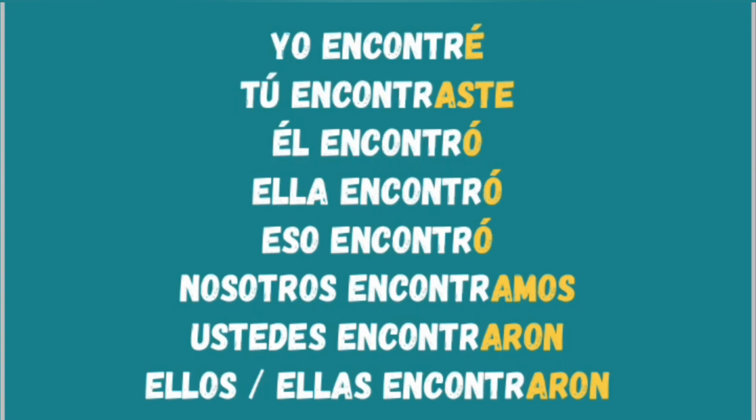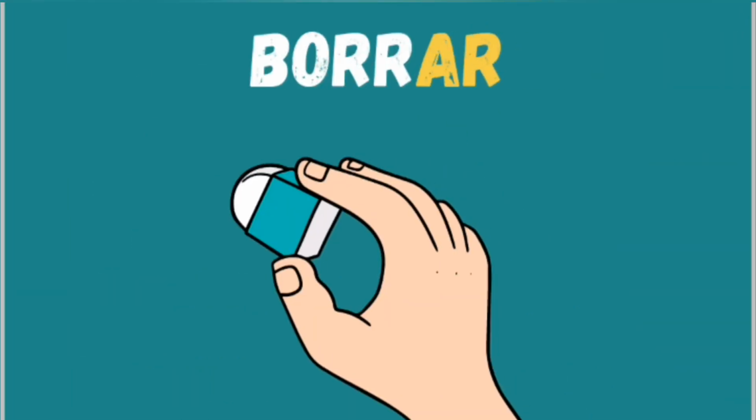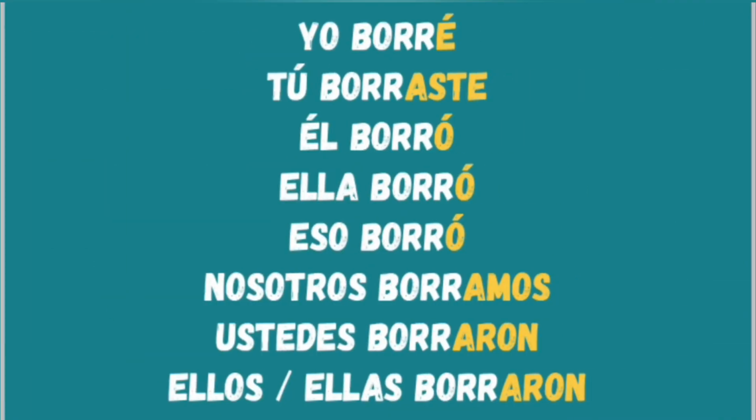Okay? And now we have this verb, to erase. To erase in Spanish means borrar. And we have to conjugate this verb in this way in the indefinite past. I erased means yo borré. If you want to say you erased, then you have to say tú borraste.